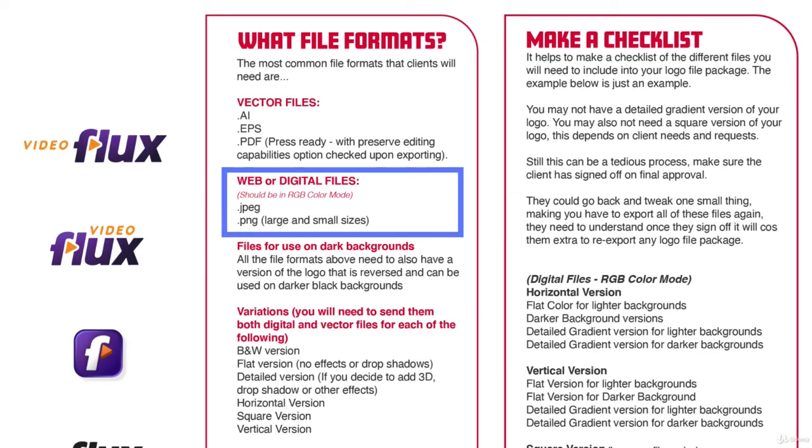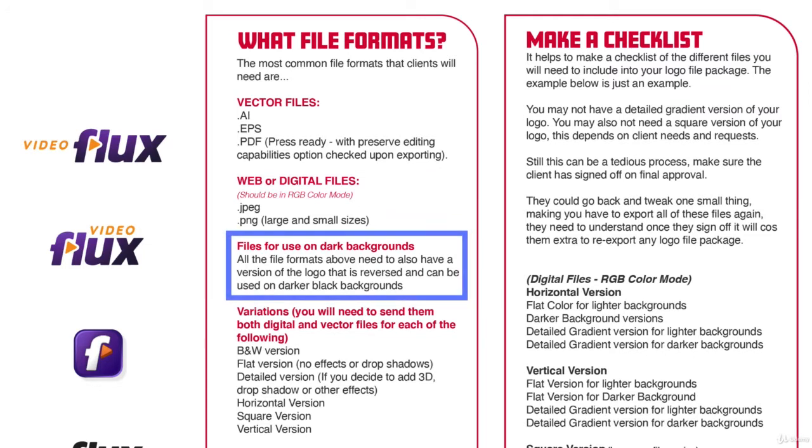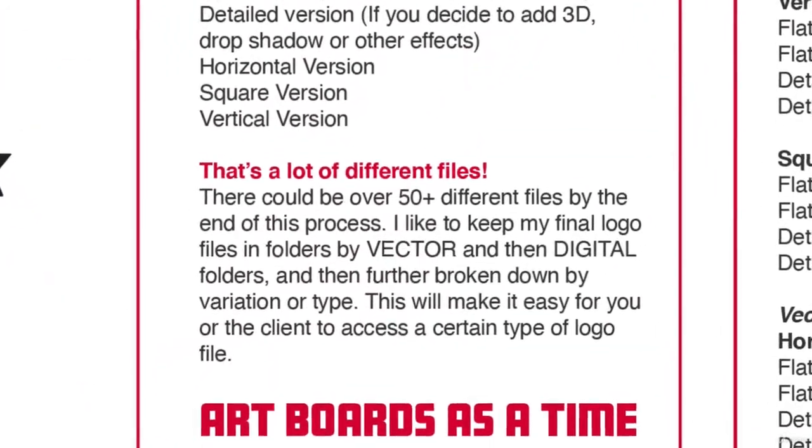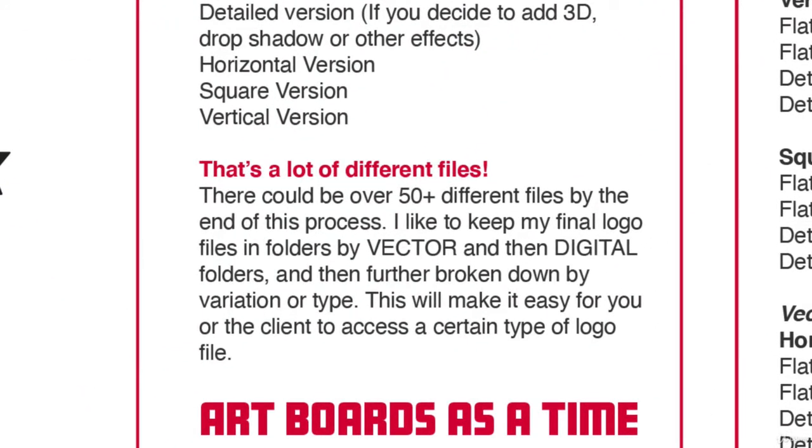You also need to supply files that work on dark backgrounds and lighter backgrounds. We have our different variations, which I just went over. We need a black and white version, a flat version with no effects or drop shadows, a detailed version if they decide to add 3D or do some extra effects to it. You also need a horizontal, a square, and a vertical version of every logo you do. And yes, that is a lot of different files, and they're going to be over 50 plus files by the end of the process.